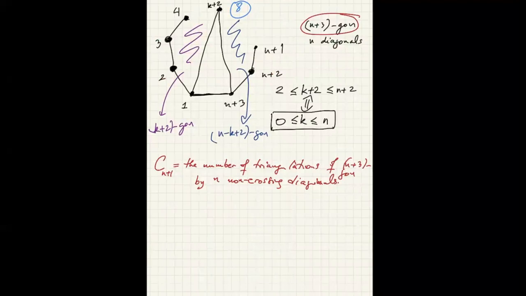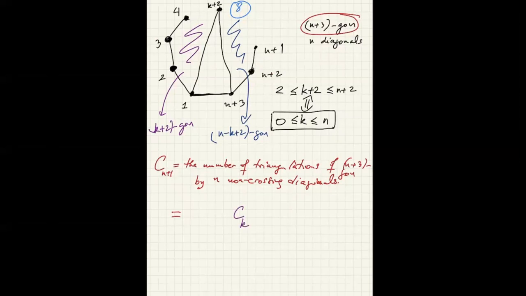So the number of triangulations of this n plus 3 gon is going to be obtained by combining a triangulation of this k plus 2 gon, the purple one, with the dark blue one. Now, how many triangulations are we going to have of each side? Well, the number of triangulations of a k plus 2 gon is going to be C k.